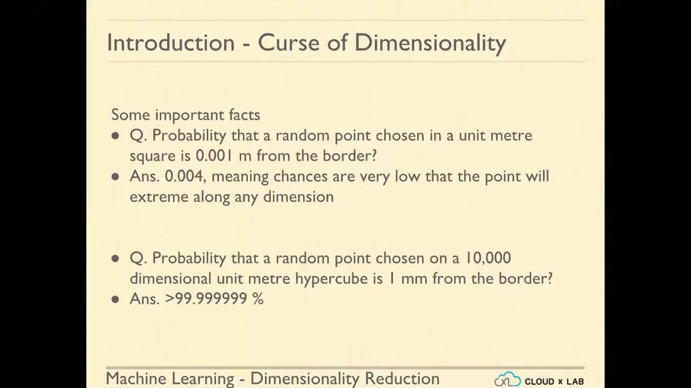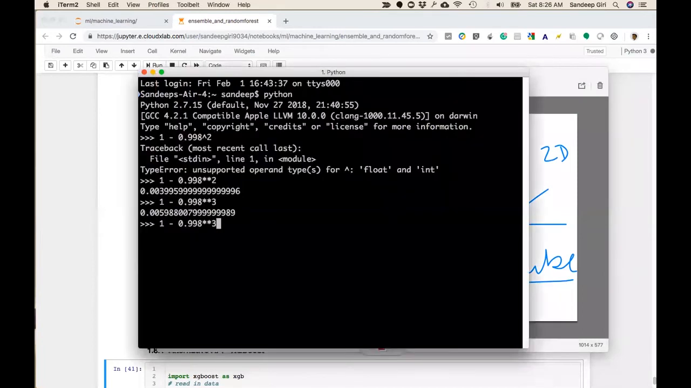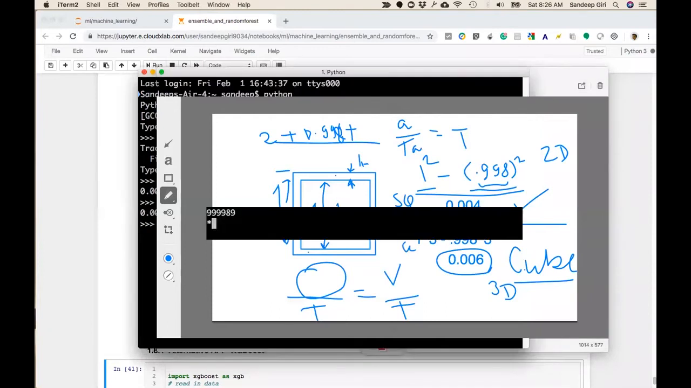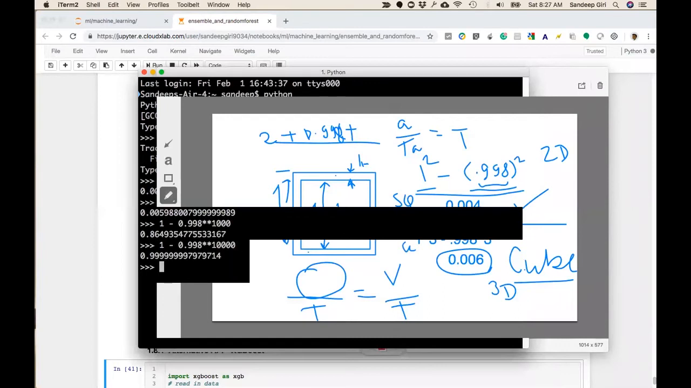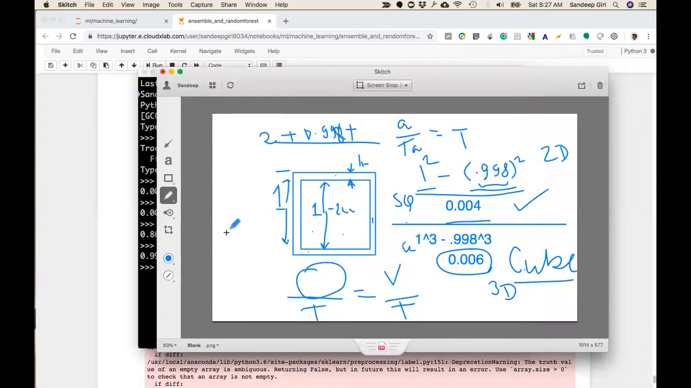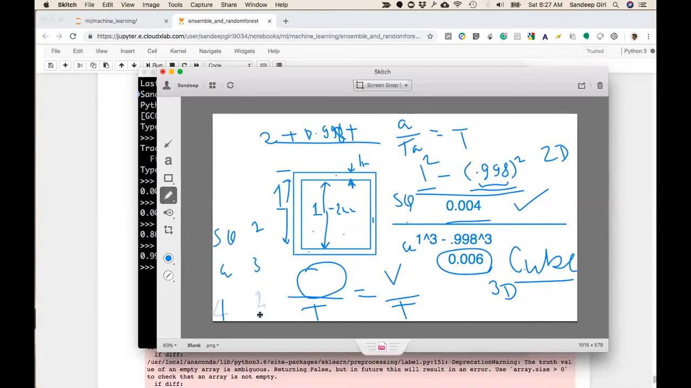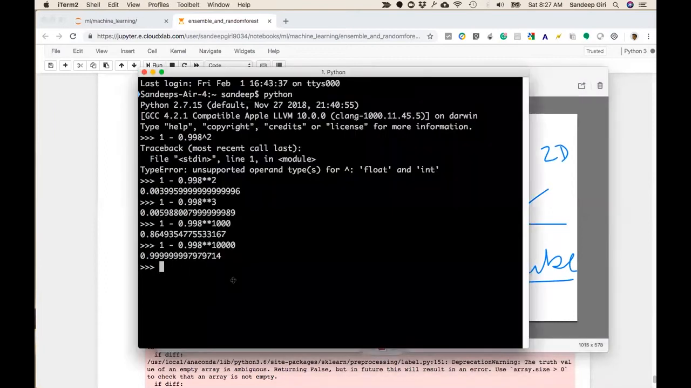Now, let's say we had a hypercube. I talked about two things. One is a square. This is a cube. Now, if the dimensions grow beyond 3, it becomes a hypercube, let's say 1,000 dimensions or 10,000 dimensions. So instead of squaring or cubing, we'll raise to the power 4. In case of a square, to compute the probability we squared it. In case of a cube, we cubed it. In 4D, we will raise to the power 4. And if we have 5 dimensions, then we'll raise to the power 5, and so on.